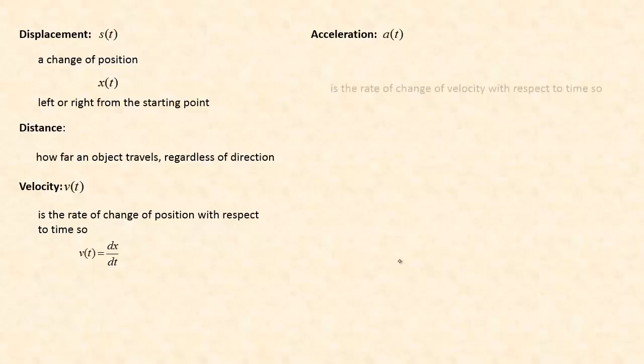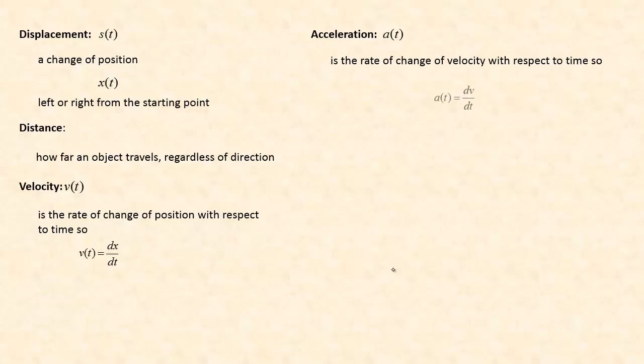Acceleration, a of t. That's the rate of change of velocity with respect to time. Once again, think about being in the car. If you put your foot down harder, then your acceleration is greater, which means your velocity changes more quickly. So a is equal to dv dt. We get acceleration by differentiating velocity.